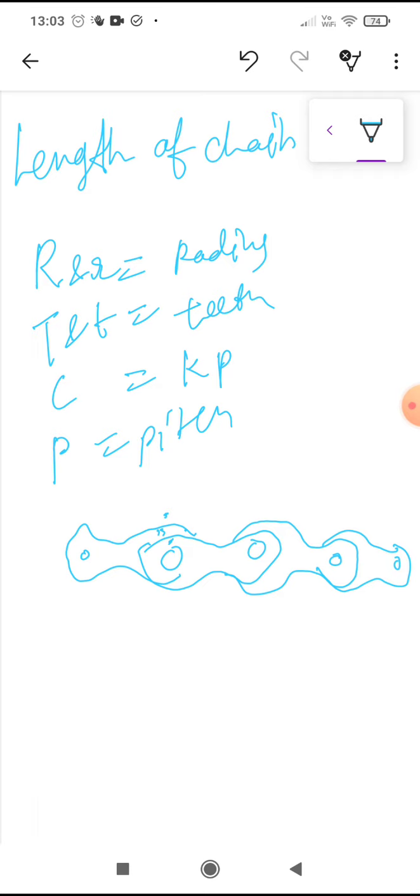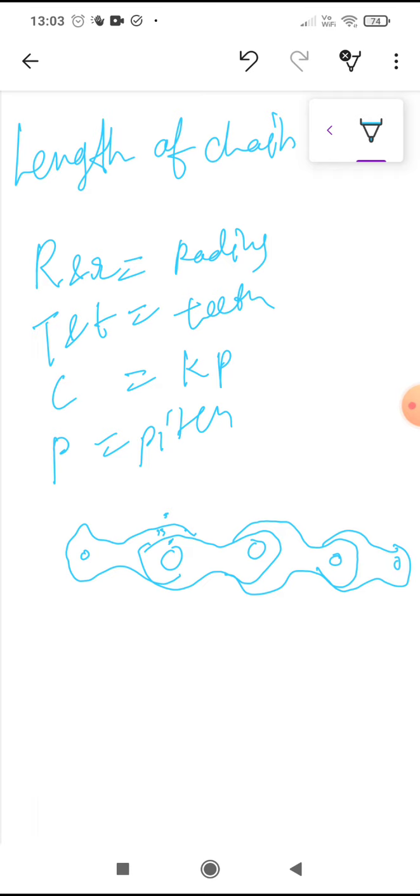So this is a figure of a chain drive. You must have also seen it in your cycle. If you have a bicycle, you have seen that you use a chain for drive, and the same is used also in bikes. So now what is the length?